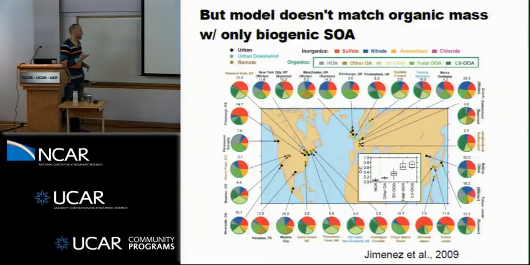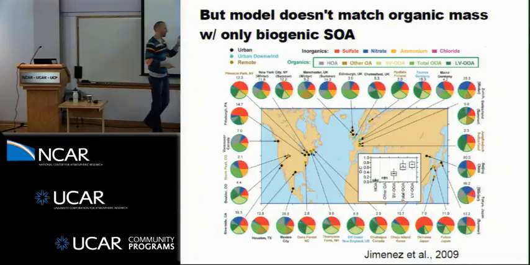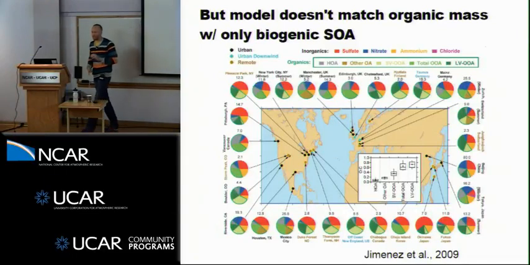So going back to Jose's figure here, I didn't show a comparison, but in many of these places we tend to underpredict the total mass of SOA in the model when we only consider those vegetation biogenic sources of SOA.